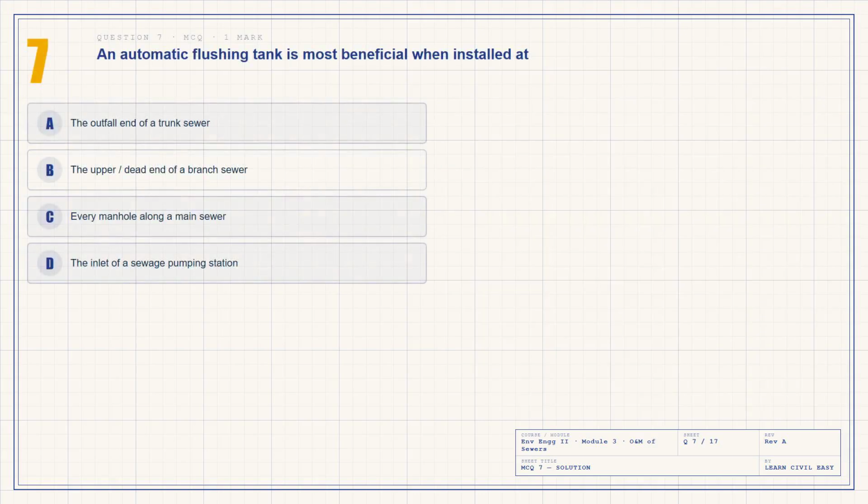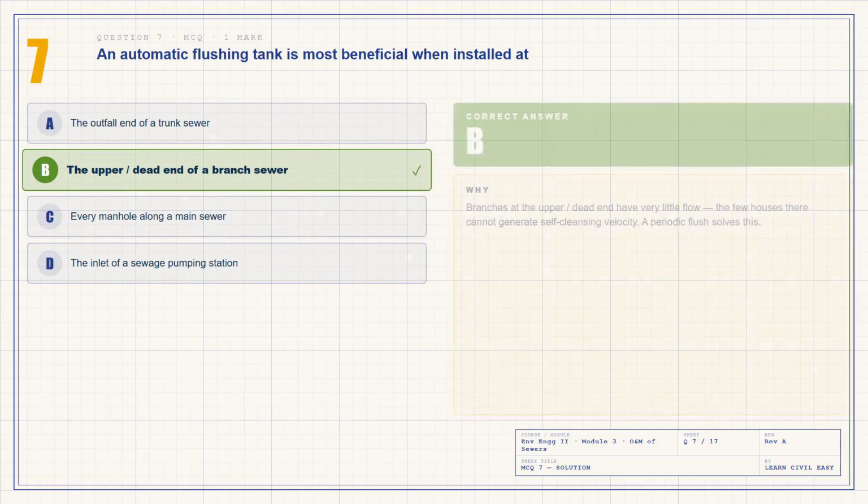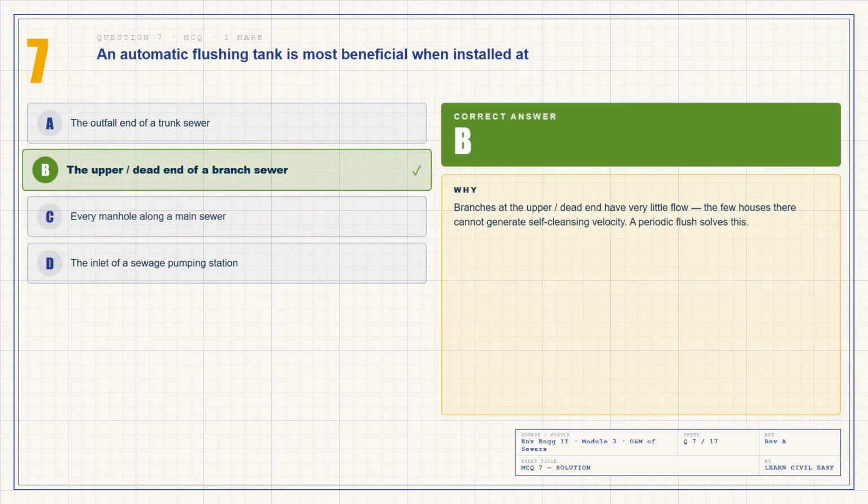Question 7. The answer is B. At the upper or dead end of a branch sewer, the few houses contributing flow cannot generate enough velocity to keep the pipe clean. A flushing tank stores water and releases it in bursts to scour the branch periodically.